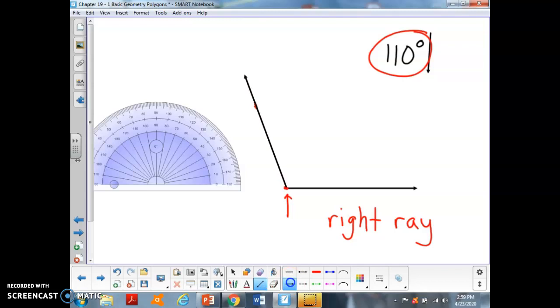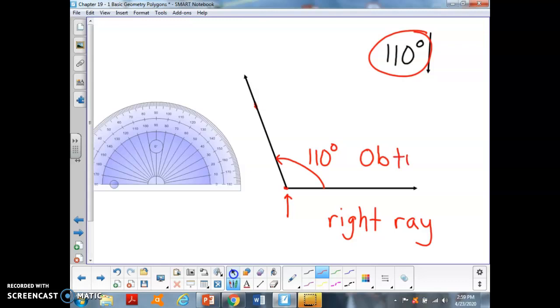Okay, nice looking angle. So from this angle up to there is 110 degrees. What kind is that? It's bigger than a right angle, so it's obtuse. When you do your assignment, just draw it like that and write the number in and label it.